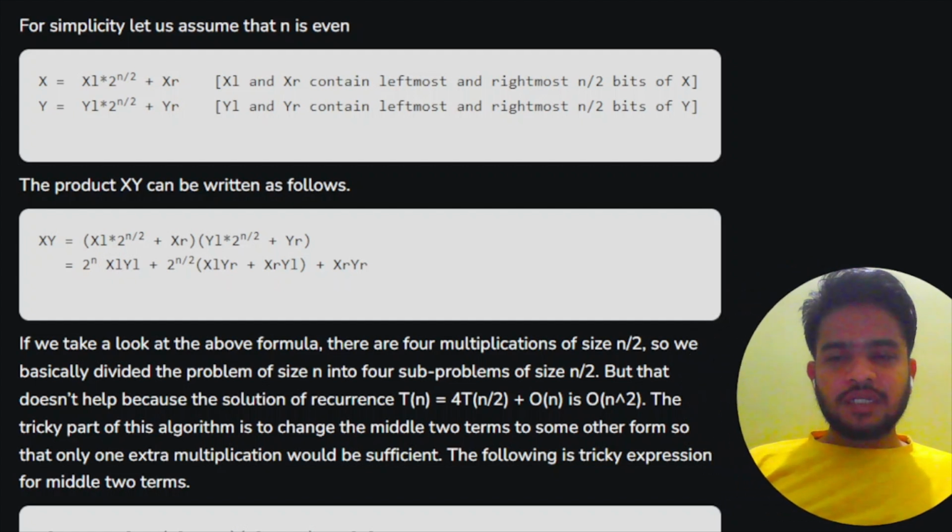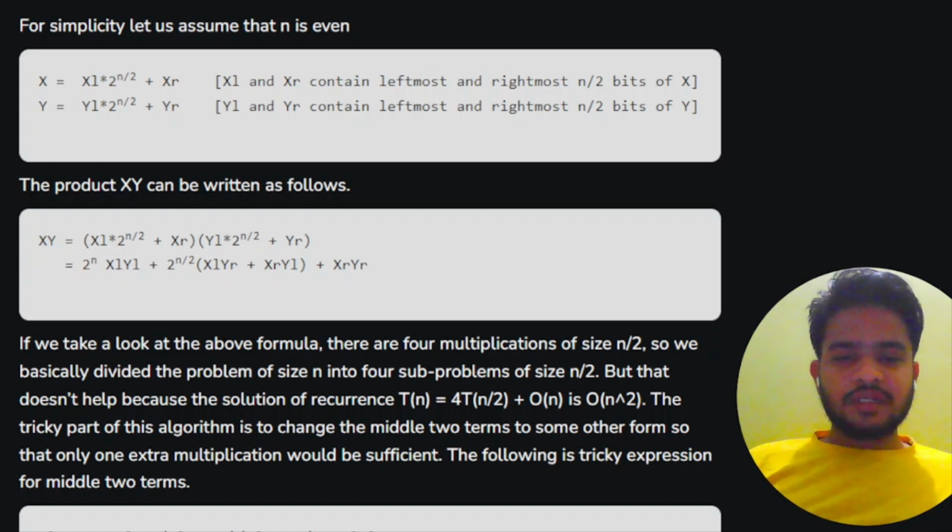So we basically divide the problem of size n into four subproblems of size n by 2, but that doesn't help because the solution of the recurrence T of n equals 4T of n by 2 plus O of n is O of n square. The tricky part of this algorithm is to change the middle two terms to some other form so that only one extra multiplication would be sufficient.